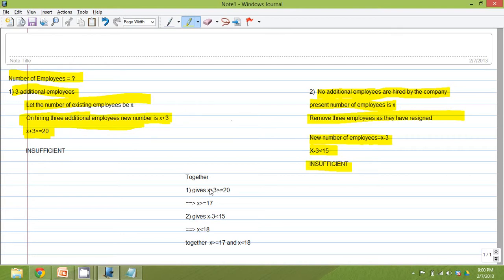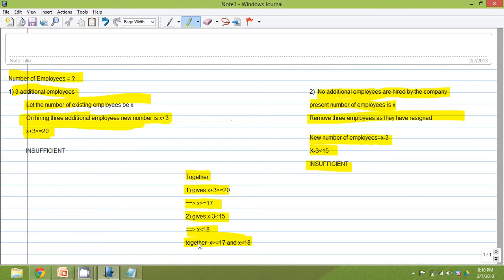So let's consider these equations together. Together we know 1 gives us X plus 3 is greater than or equal to 20. We subtracted 3 on both sides, and we would get X is greater than or equal to 17. 2 gives us that X minus 3 is less than 15. So again we add 3 on both sides and we get X is less than 18. Now together we know that X is greater than or equal to 17 and X is less than 18. Now the only value that can fit both these conditions is X equal to 17.